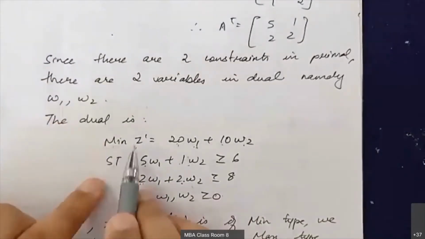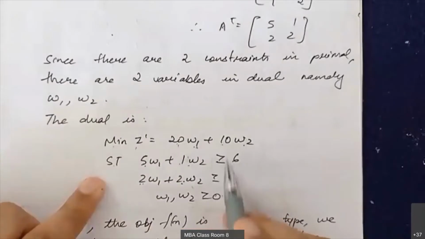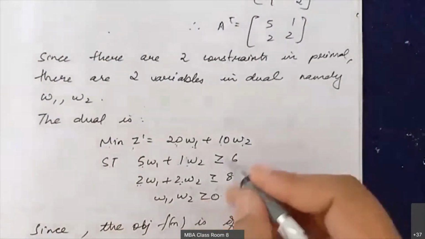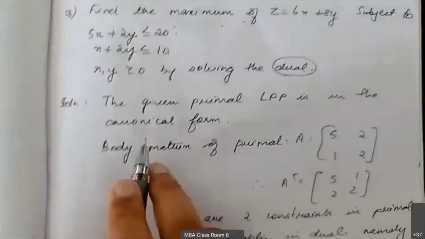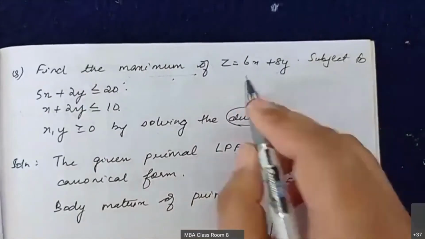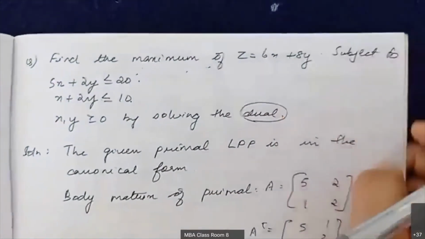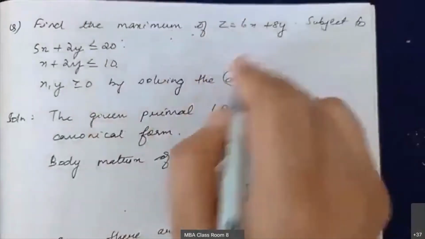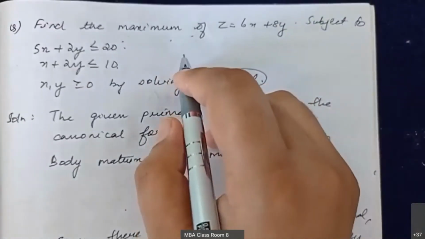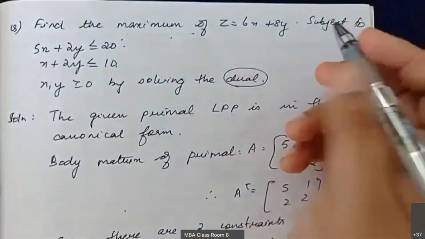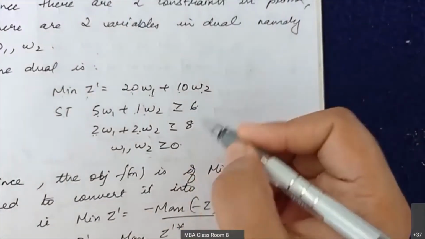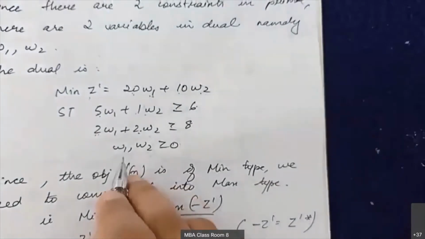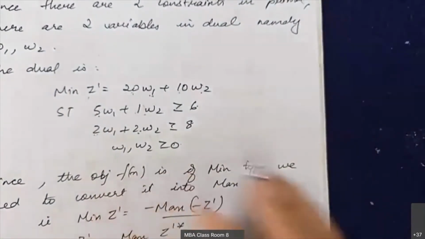Now my objective function is minimization type, so my constraints will be of the type greater than or equal to. The right hand side of the constraints will be the objective function coefficients in the primal, which are 6 and 8. Always remember that this should be in the canonical form. In our case, the question is given in the canonical form itself, so I can take these from the question. So 6 and 8 are the right hand side of my constraints in the dual. We have the non-negativity constraints W1 and W2 greater than or equal to 0.